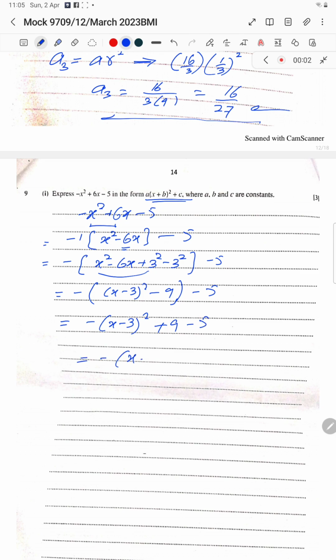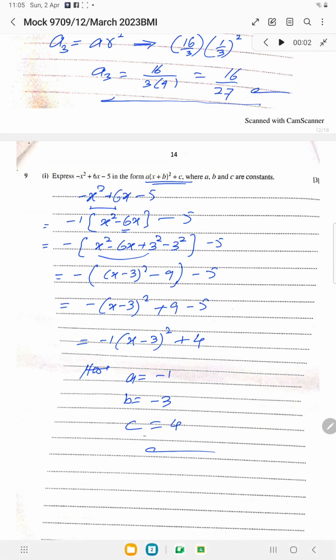So this is the final 3 marks result for this question number 9 part 1. Here a is minus 1, b is minus 3, and c is 4. I hope it is clear. Let's proceed to the next.